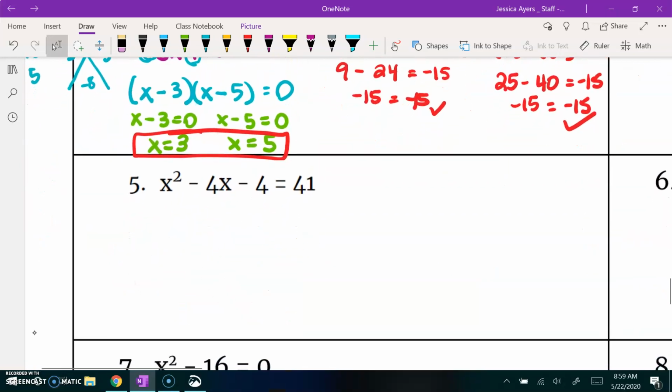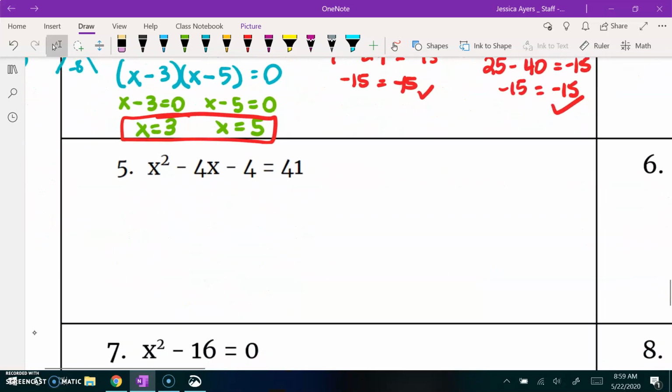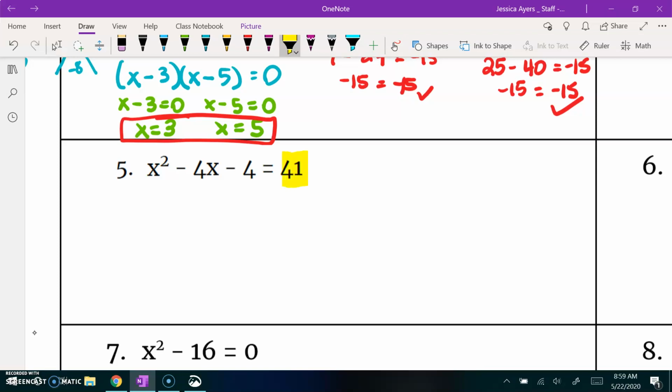So we're just going to do one more together. Let's look at number 5. Number 5 is, again, not equal to 0. So we know that we need to move our 41 over. Since it's positive, we will subtract 41.